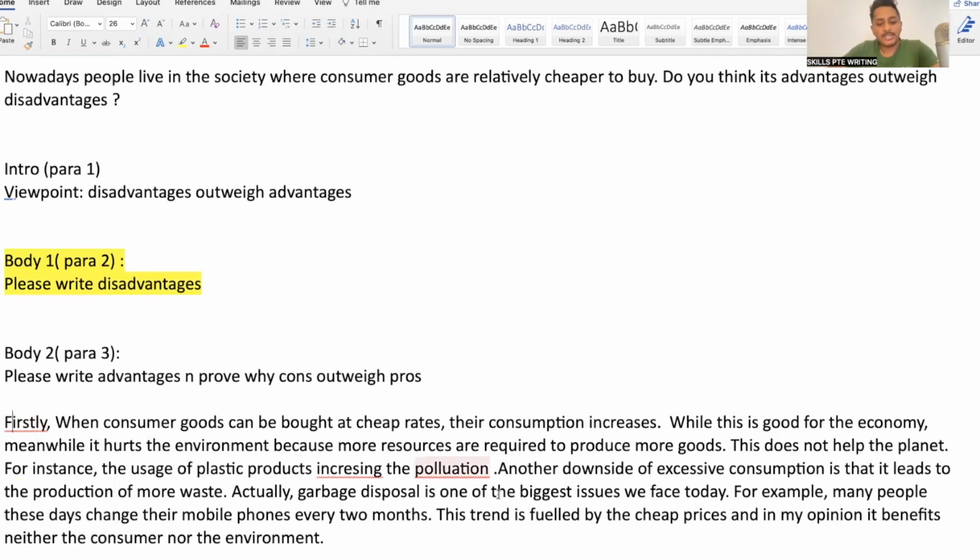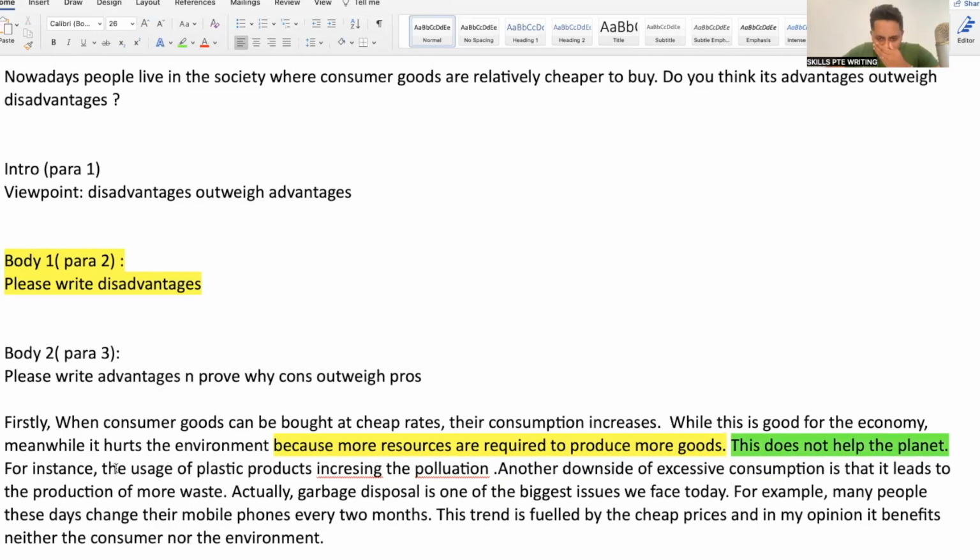Firstly, when consumer goods can be bought at cheaper rates, their consumption increases. Write the advantage or disadvantage. First line. Don't give introduction. This is fine. While this is good for the economy, meanwhile, it hurts the environment because more resources are required to produce more goods. Still fine. Excellently written. This is the main idea, guys. This does not help the planet. Excellently written. This is the second supporting idea.